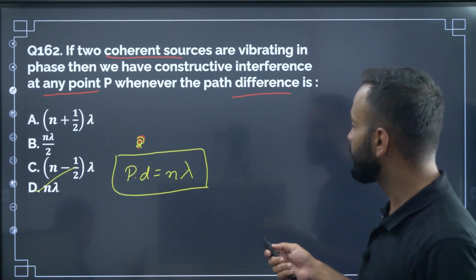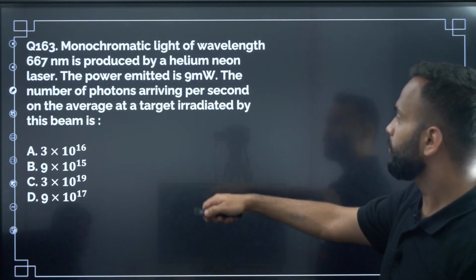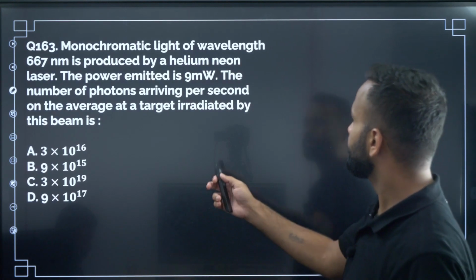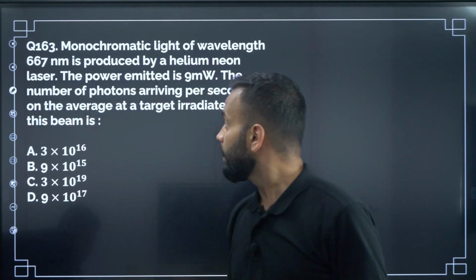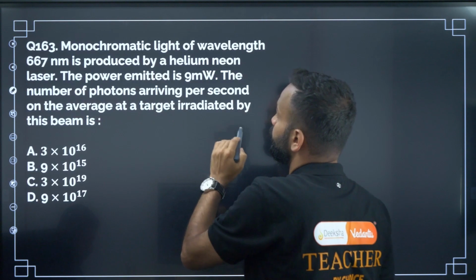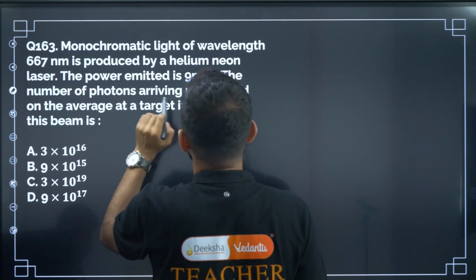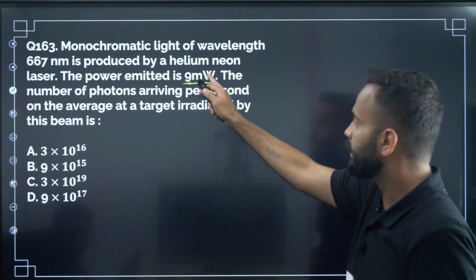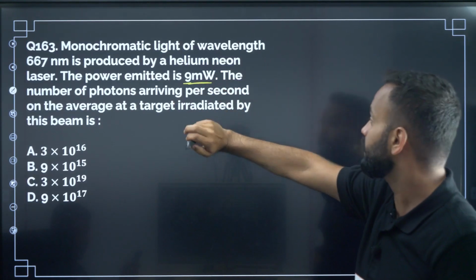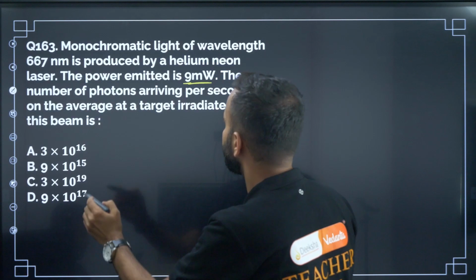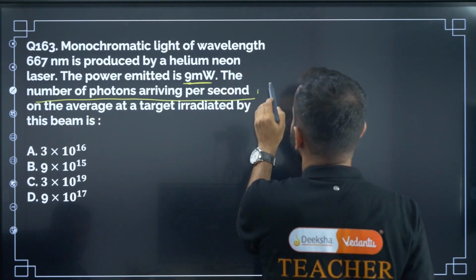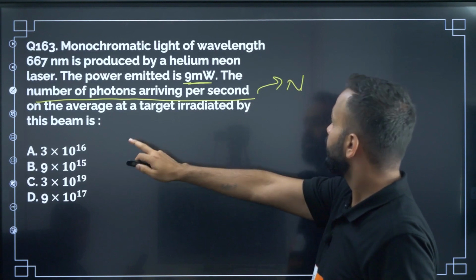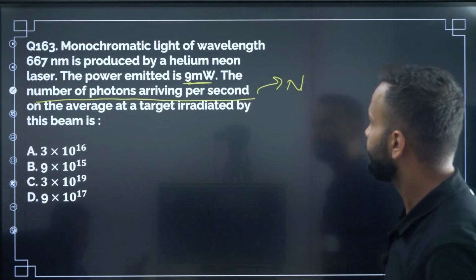Okay, let's move to the 163rd question. Monochromatic light of wavelength 667 nanometer is produced by a helium neon laser. The power emitted is 9 milliwatt. The number of photons arriving per second, on the average, at a target irradiated by this beam is.